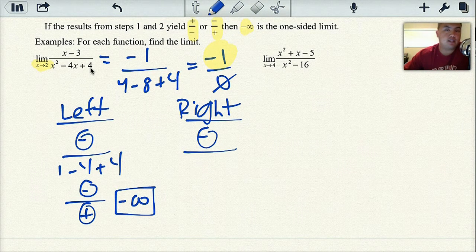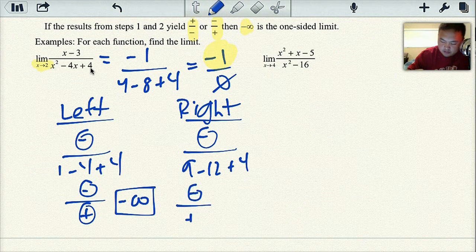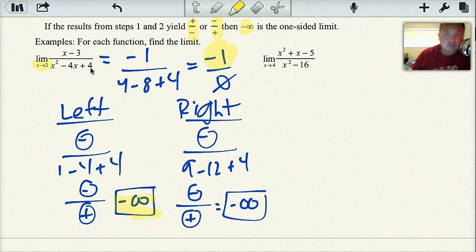Remember, the answer has to be infinity. All I'm doing is checking the signs. From the right, I need to plug in a number that's slightly more than 2. The best number to test would be 3. So let's plug in 3. I get 9 minus 12 plus 4, which is 13 minus 12, giving me a positive 1. That means the denominator is positive. So negative divided by positive is negative infinity. Because the limit from the left is negative infinity and the limit from the right is negative infinity, the answer is negative infinity.